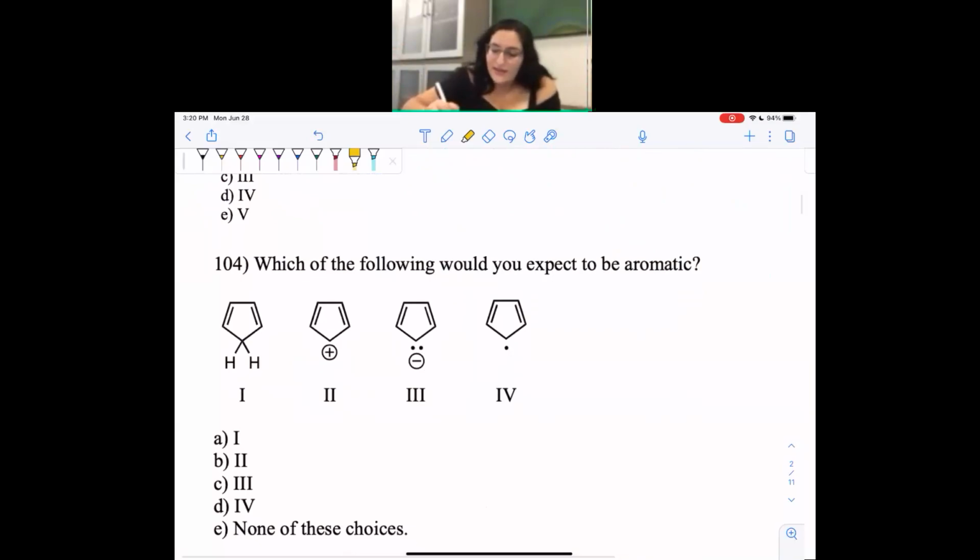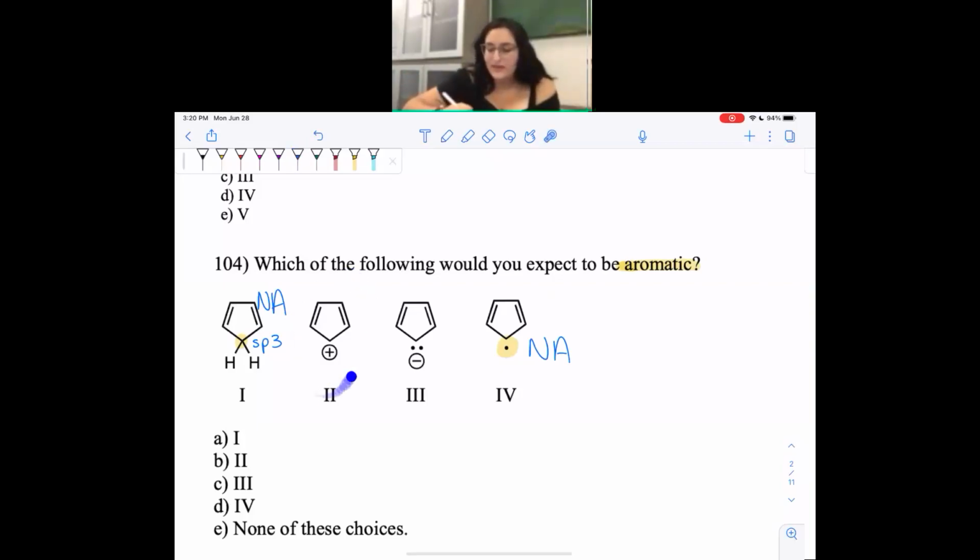Okay. Again, we're looking for aromatic. And the first thing I see is sp3, so this has to be non-aromatic. And now we have the cation, the anion, and the radical. And we know that if there's an odd number of radicals, it automatically has to be what? Non-aromatic, exactly. An odd number of radicals means automatically non-aromatic.